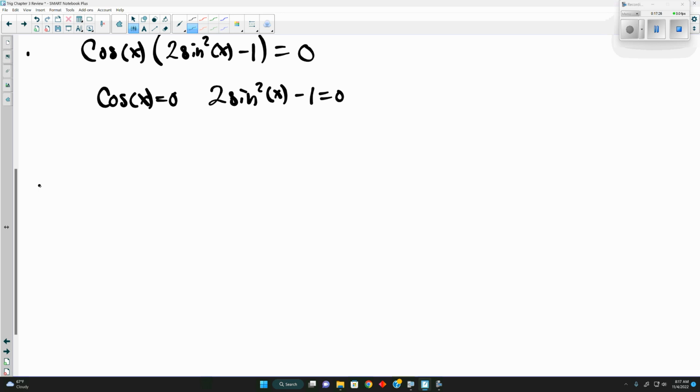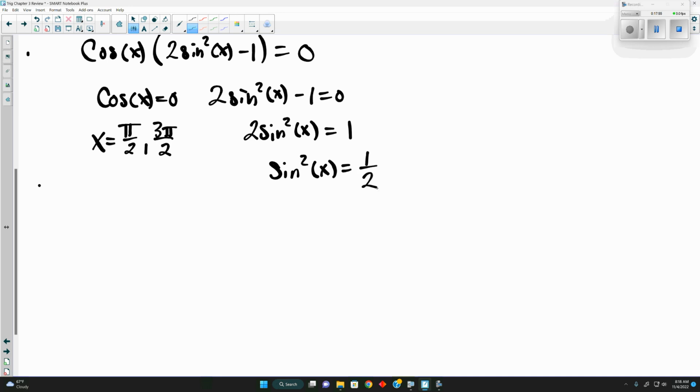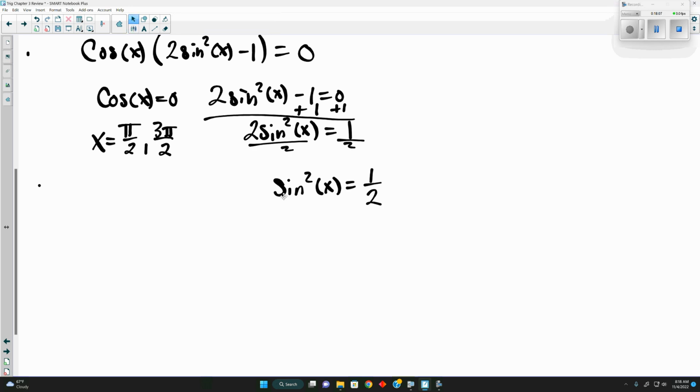Luckily for us, finding out where cosine of x equals 0 is not too bad, because here x is pi over 2 or 3 pi over 2. Now for the other one here, we would first add 1 to both sides, telling us 2 sine squared of x is equal to 1. Then we would divide both sides by 2, telling us sine squared of x is 1/2. So really we added 1, divided by 2, we get this here.